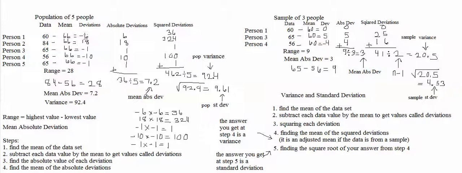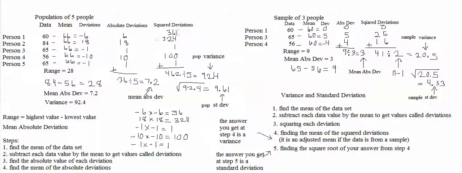So for the entire population, the mean absolute deviation is just the mean of the absolute deviations. In this case, it's the total of the absolute deviations divided by 5. For the sample, the mean absolute deviation is just the mean of the 3 absolute deviations. So all you do is add the 3 absolute deviations and divide the total by 3, and that gives you the mean absolute deviation of the sample.